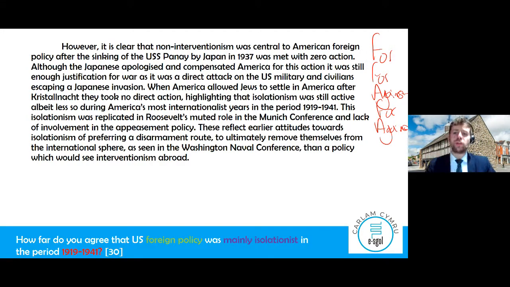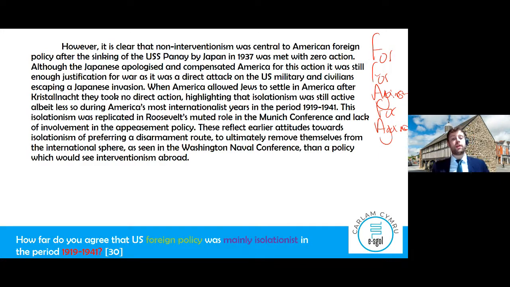However, it is clear that non-interventionism was central to American foreign policy after the sinking of USS Panay by Japan in 1937 was met with zero action. Although the Japanese apologized and compensated America for this action, it was still enough justification for war, as it was a direct attack on US military and civilians escaping a Japanese invasion. When America allowed Jews to settle in America after the Kristallnacht, they took no direct action, highlighting that isolationism was still active, albeit less so, during America's most internationalist years in the period 1919 to 41.